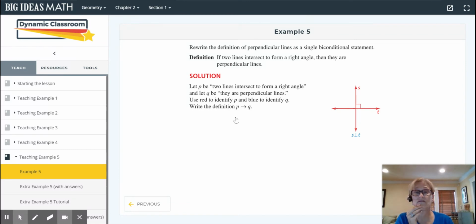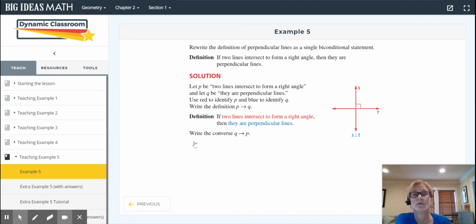So here is a definition. If P is two lines intersect to form a right angle, and Q is they are perpendicular lines, then we're going to use red to identify P and blue to identify Q. And then we're going to write the definition. So the if statement is two lines intersect to form a right angle. The blue or conclusion is they are perpendicular lines. And so your definition or the converse would be the opposite. If two lines are perpendicular, then they intersect to form a right angle.